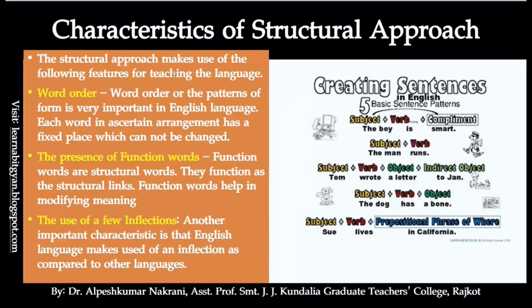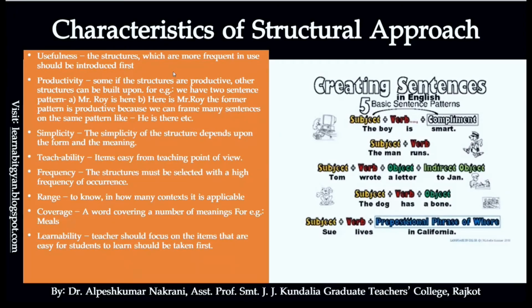Then the use of a few inflections. This is an important feature of the English language because one word can be changed into a noun, pronoun, adjective, right? You know that there are inflections of words, different versions of a verb. This is the beauty of the English language. One verb with different forms can indicate different tenses, right? So this is how you will select the patterns and the vocabulary.